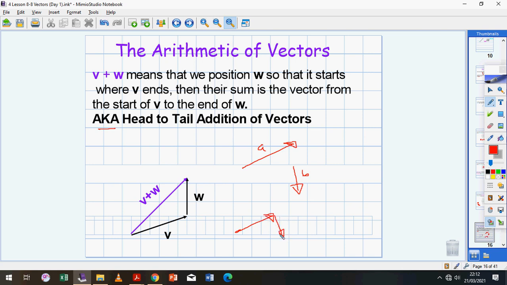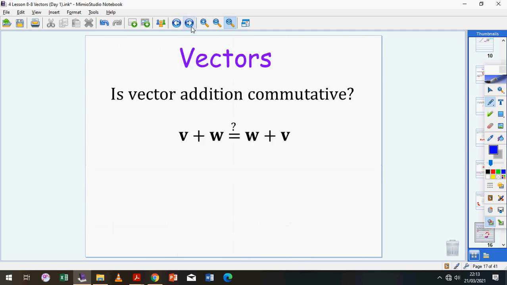Right? And then a line drawn from the tail of the first one, so the tail of A, to the head of the last one, the head of B, is going to be your resultant vector. This was A, and that is B. We'll see some more examples on this.